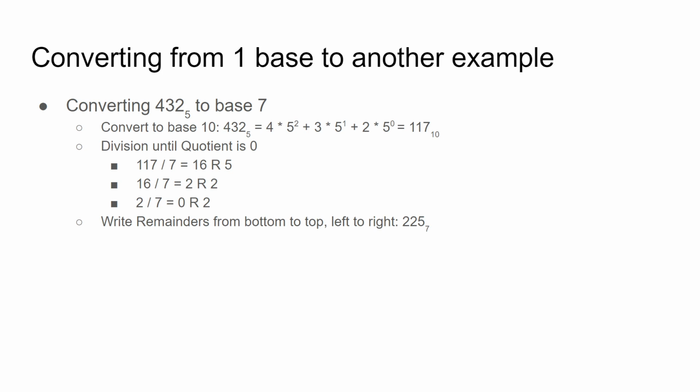So let's say we want to convert 432 base 5 to base 7. Again, converting to base 10 is fairly easy. Just multiply each digit by the current base raised to the power of its position. Over here we have 432 base 5, so that's 4 times 5 squared, plus 3 times 5 to the 1, plus 2 times 5 to the 0, which is 117. Any questions on the converting to base 10 part?